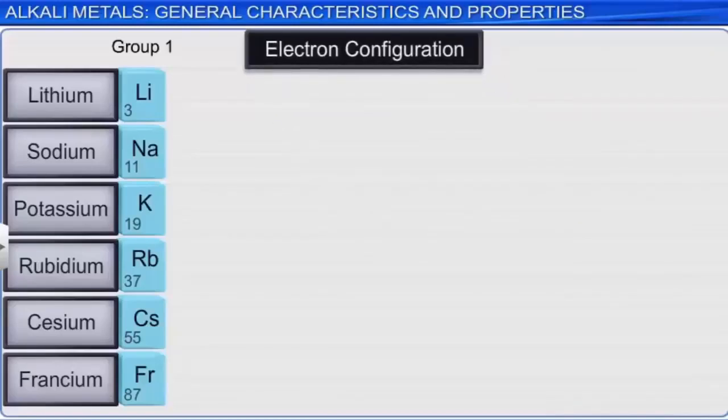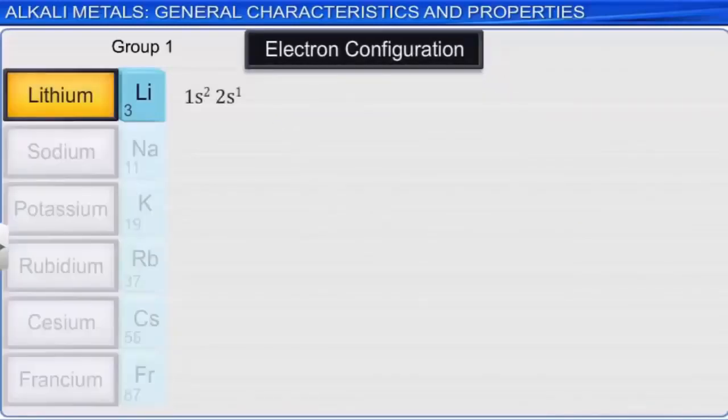Electronic configuration. As we move down the first group, we can see the electronic configuration of 1s block elements. Let us take the first element, that is lithium. The atomic number of lithium is 3. It has the electronic configuration of 1s2, 2s1.